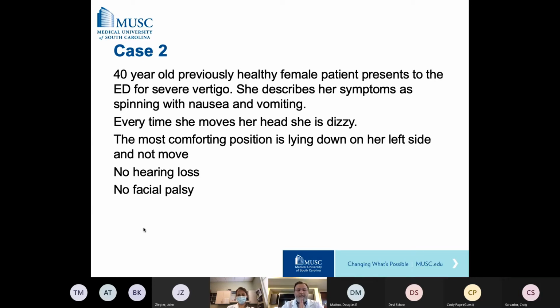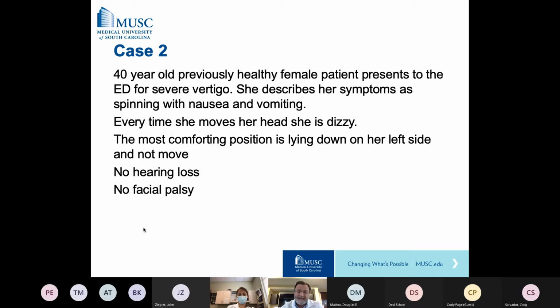Case 2, a 40-year-old previously healthy female patient presents to the ED for severe vertigo. She describes her symptoms as spinning with nausea and vomiting, and every time she moves her head, she is dizzy. And again, that's commonly when I see this in referrals, patients are sent for BPPV because every time she moves her head, she's dizzy. And this is where I stop and say, BPPV is a positional dizziness, not a positioning dizziness and not a movement-induced dizziness.